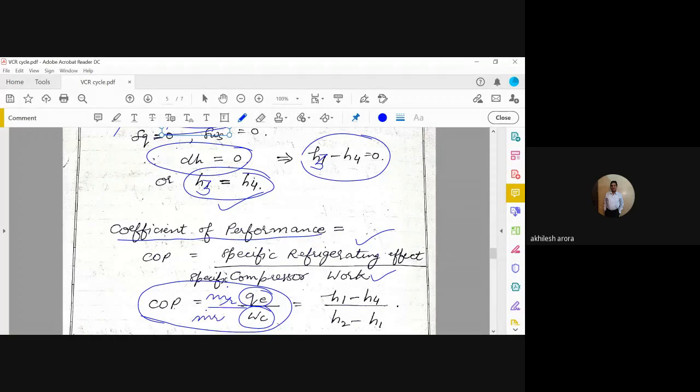If I take both the mass flow rates here, then the numerator will become the total refrigerating effect and the denominator will become total compressor power. And once again, whether I take the specific refrigerating effect and specific compressor work or total refrigerating effect and total compressor work, the final expression will be in terms of QE divided by WC, because mass flow rate of the refrigerant will cancel out from both numerator as well as denominator. So final expression for COP is equal to H1 minus H4 divided by H2 minus H1. So this is the expression for the COP.